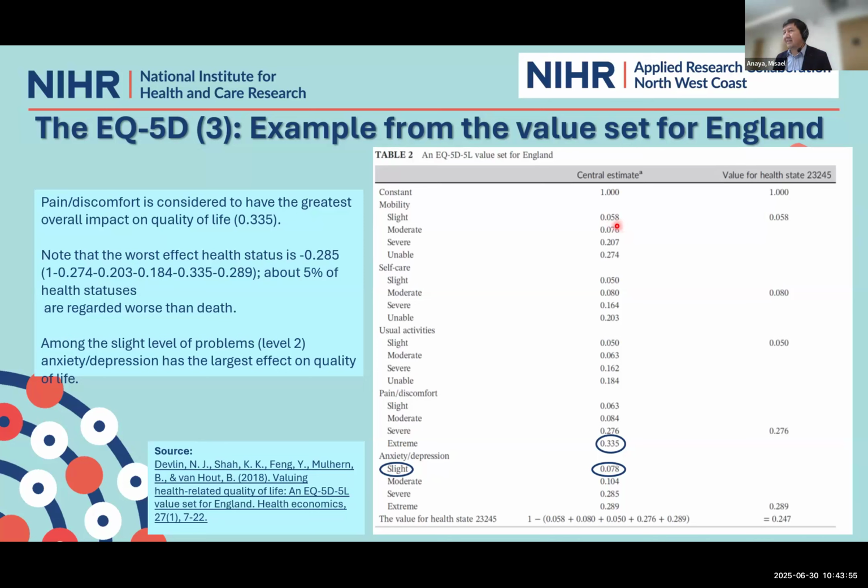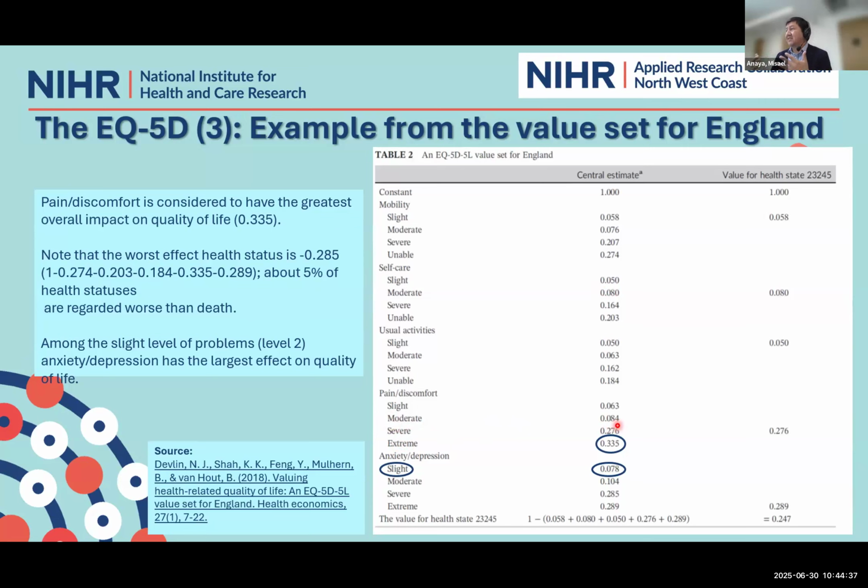Okay, Taylor, what will it mean in self-care if somebody ticks slight problems in self-care? A 5% reduction in self-care. That's right. Okay, Maria, what will it mean if somebody ticks, let's say, moderate problems in pain and discomfort? This one here. So there is like an 8% reduction. Yes, that's right.